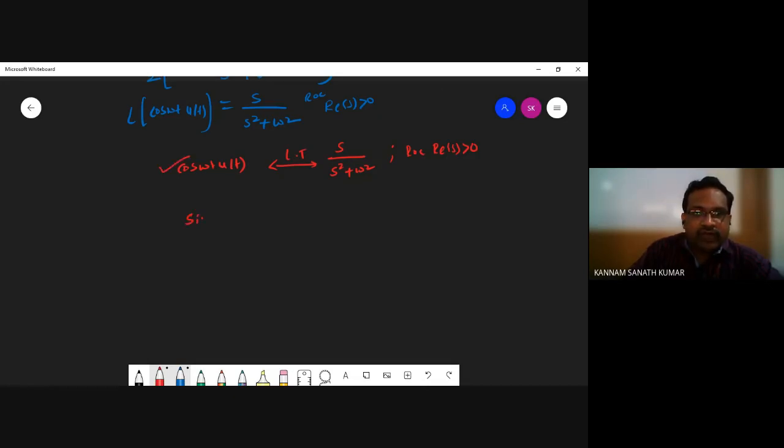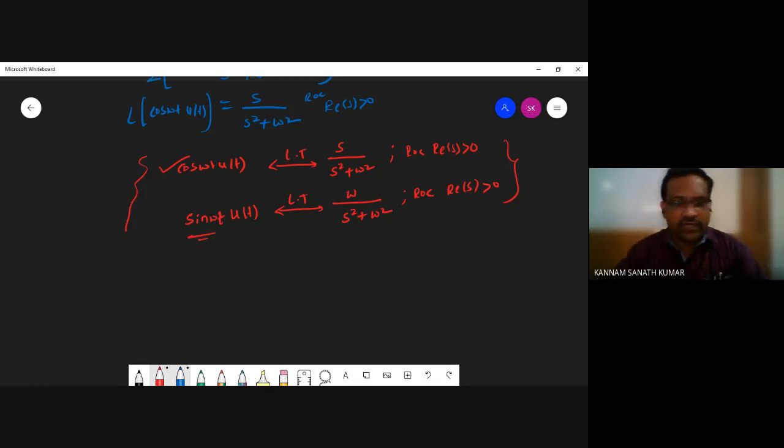Now for sin omega t, I'm giving it as homework. You can do it based on this. If you apply the Laplace transform, you will get omega by s square plus omega square. So cos means s by s square plus omega square, and sin means omega by s square plus omega square. The ROC is the real part of s is greater than 0. Like this you can find the Laplace transform of the sine function and cos function.